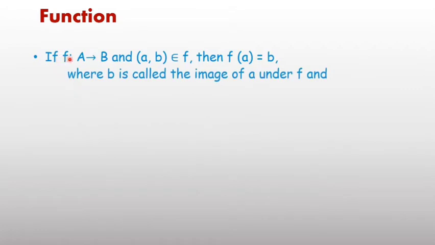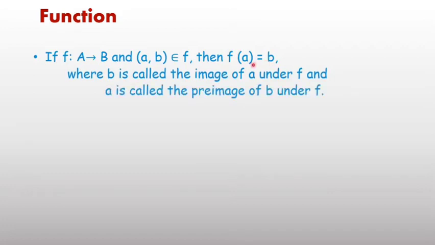Now, if f is a function from A to B, then there are different ordered pairs belonging to f. Just one example, let (a, b) belong to f. Then we can write f(a) = b. Here, in every ordered pair, whenever we write a function, b is known as the image of a. This means the second element is known as the image of the first element, and the first element is known as the pre-image of b.